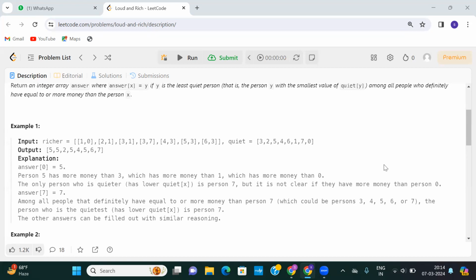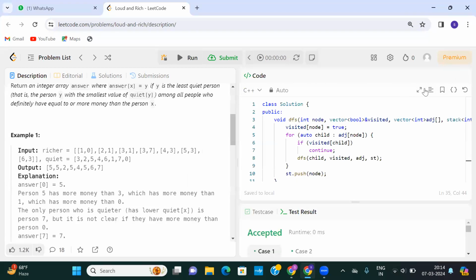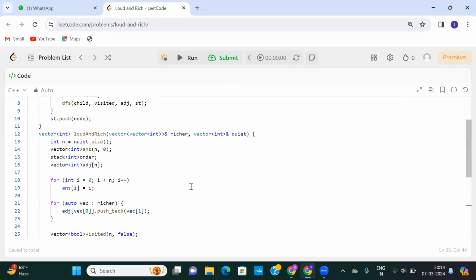So this is the question. Now let us see the approach of this question with the help of code. What we did first of all: we have calculated the size of quiet dot size, which is helping us to know the total number of nodes present in our graph.